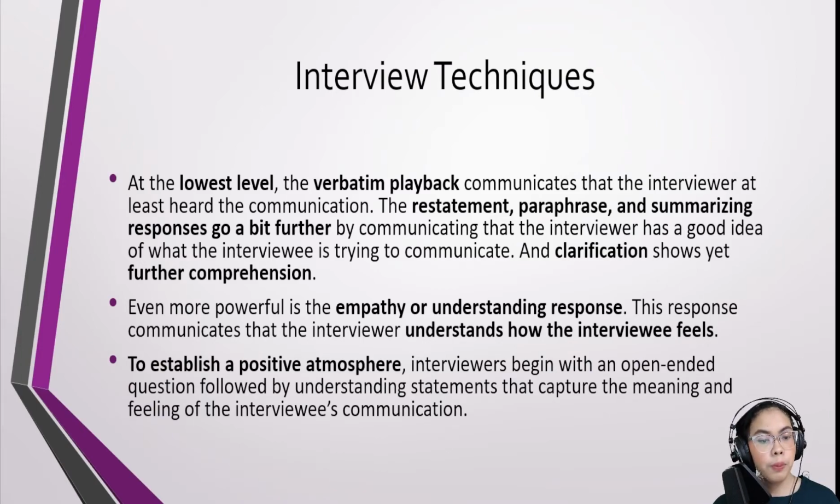Interviewers begin with an open-ended question followed by understanding statements that capture the meaning and feeling of their interviewee's communication. Those are just some of the interview techniques that I want you to remember. Like I said, even if this is our first time interviewing, there's nothing wrong if we practice first how to communicate, practice before an interview, and what questions we should ask. There's nothing wrong with that. But what is important is that we are prepared as interviewers. Okay?